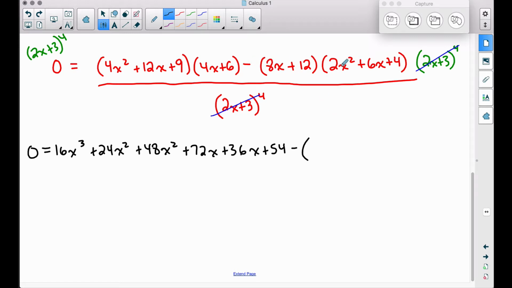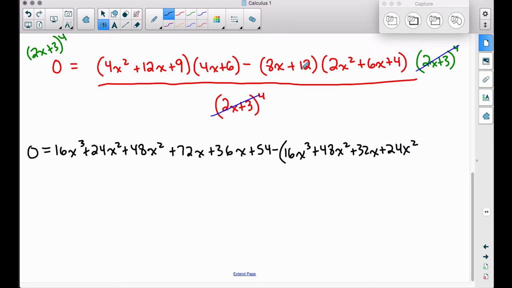I'm going to take that 8x times that 2x squared, that's going to be 16x cubed. 8x times 6x, that's plus 48x squared. 8x times 4, that's plus 32x. 12 times 2x squared, that's 24x squared. And making just a little bit more room here, 12 times that 6x, that's plus 72x. And then finally 12 times 4 is 48.